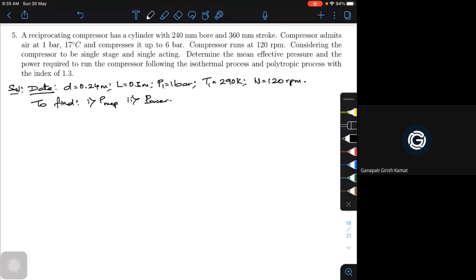So what is your compression ratio? It is the ratio of P2 by P1. We'll look into those things. Now let us draw the PV diagram here. This is my PV diagram. Here I don't have any clearance volume, so I'll be going according to the process. I'm going to change the color.